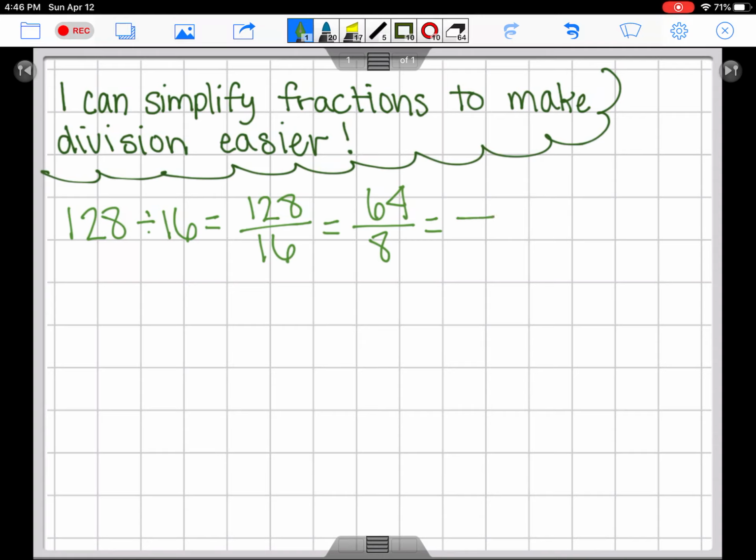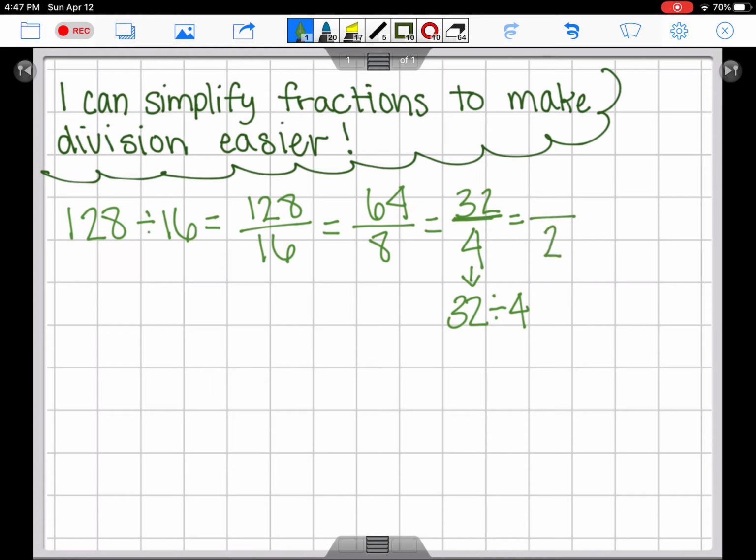These are both still even numbers. I can go straight down. 8 divided by 2 is going to be 4. 64 divided by 2, well, half of 6 is 3, half of 4 is 2. 32 over 4. Now, at this point, you could write your division sentence, 32 divided by 4, or you can keep simplifying.